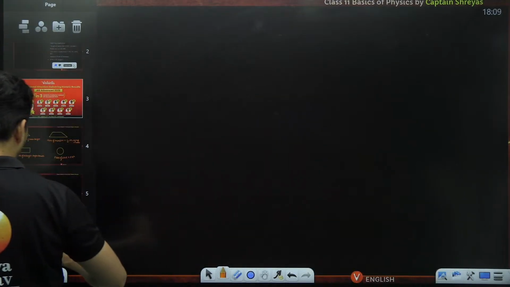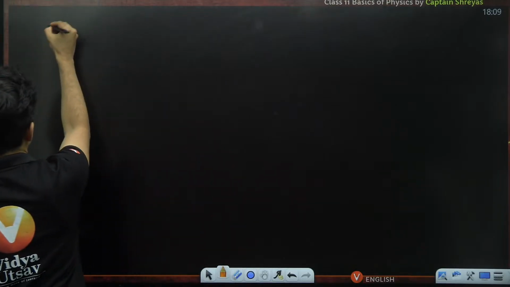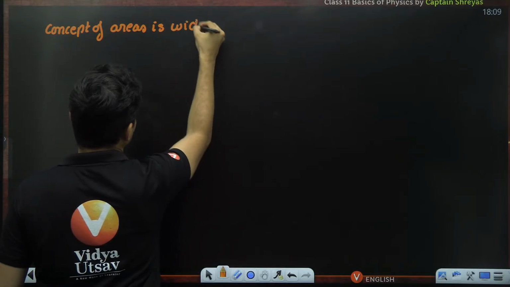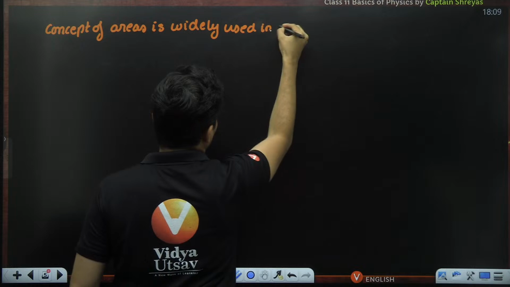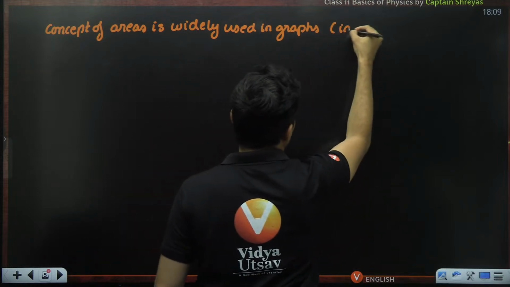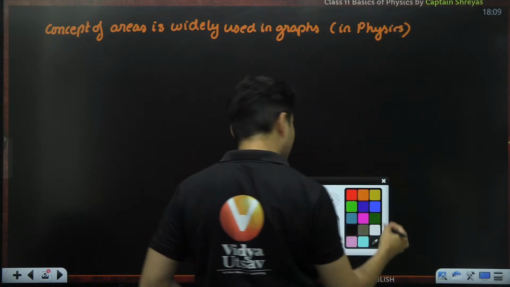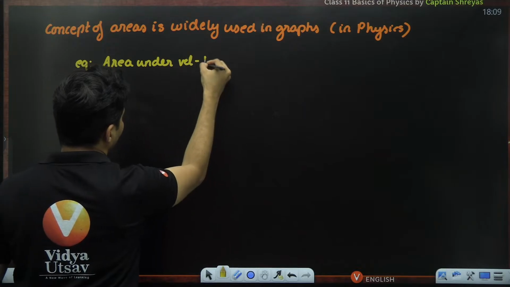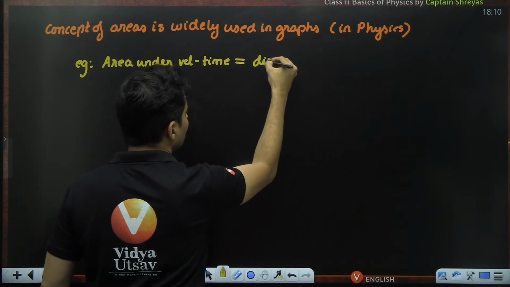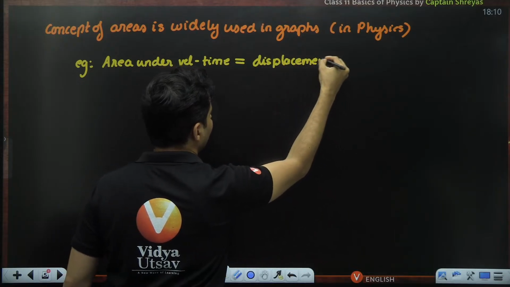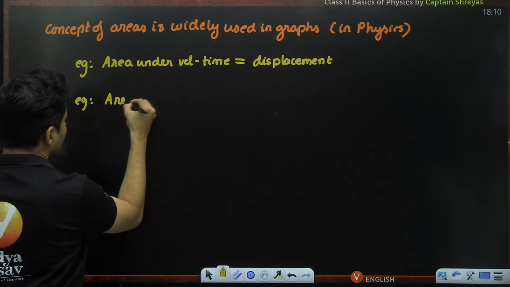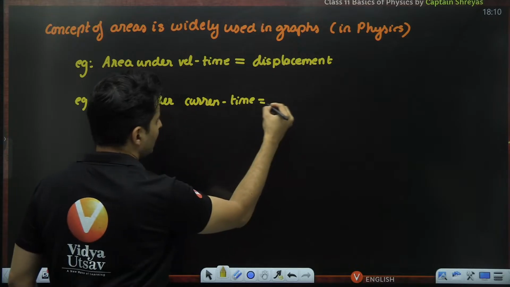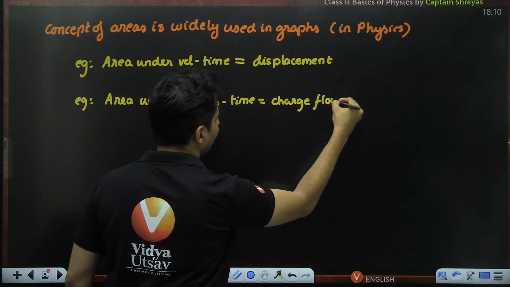So coming to the point, the concept of areas is widely used in graphs, basically in physics. For example, the area under the velocity versus time graph gives you the displacement. Another example, the area under the current versus time graph gives you the charge which flows.